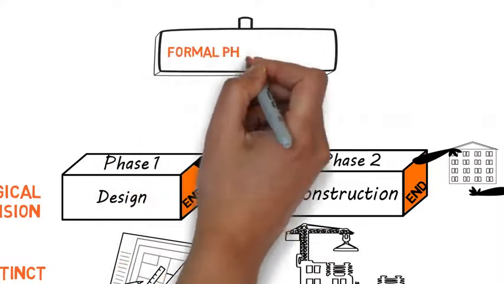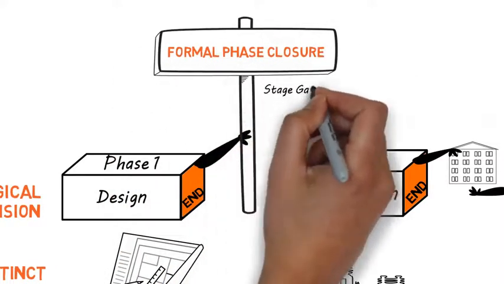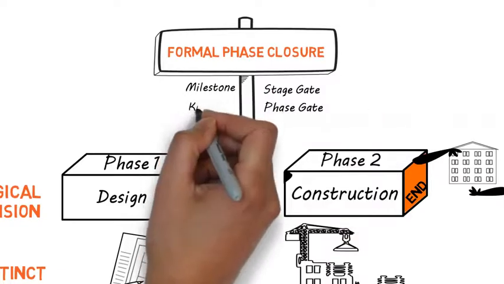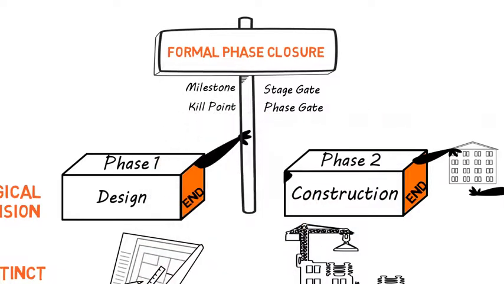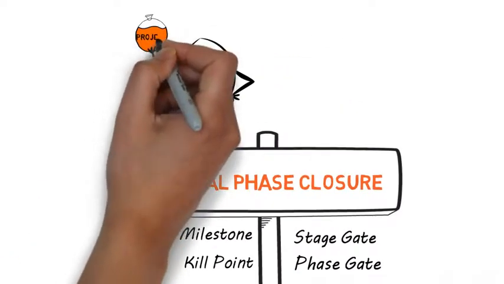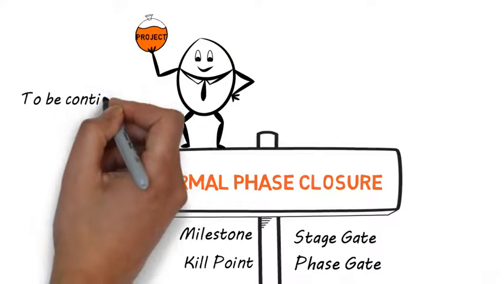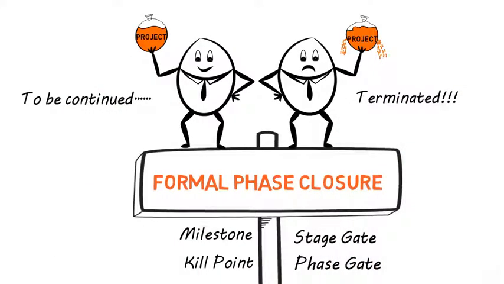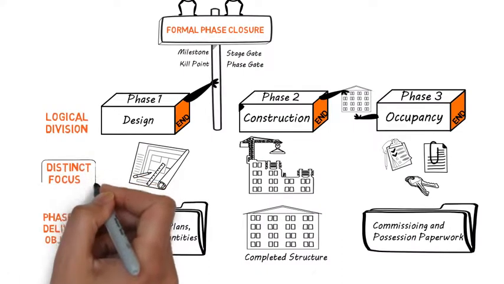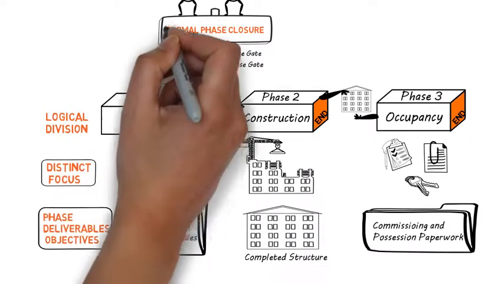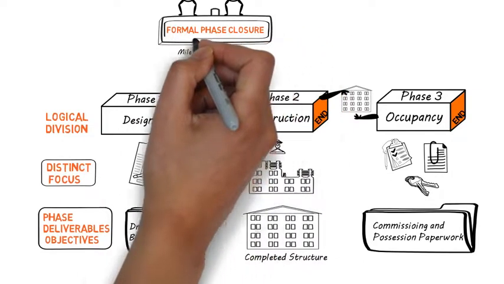This formal closure of phase may be referred as stage gate, milestone, phase gate, or kill point. At this point, depending on the overall performance and circumstances, the project is reassessed for its continuation, or may get terminated. We have seen, each phase has distinct focus, specific phase deliverables, objective, and formal ending.